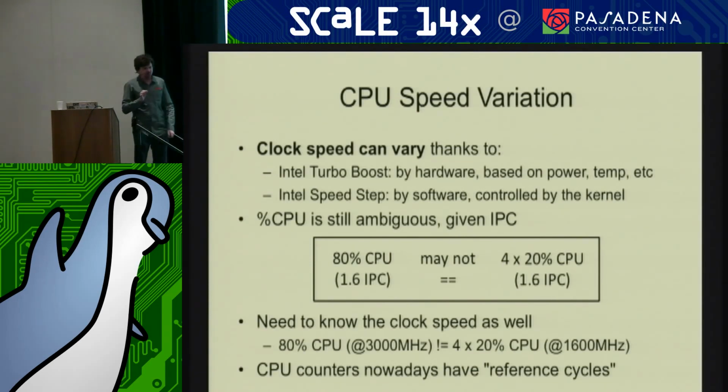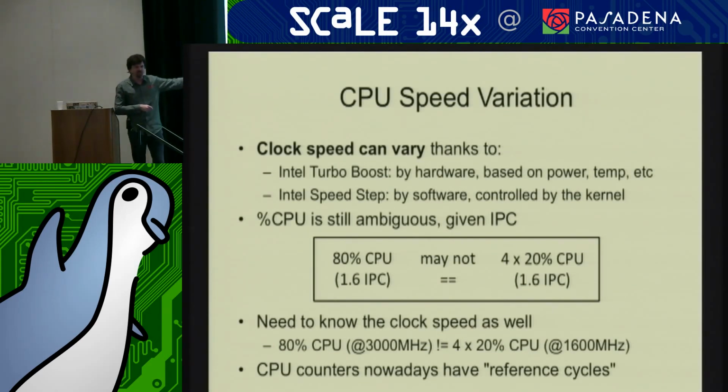SpeedStep really broke my mind in this case. At low load, at 20% CPU, the kernel, SpeedStep being driven by the kernel, decided to run the CPUs at 1600 megahertz, and when I ramped up to high load, the kernel said, you know what, I should just run the CPUs faster. The CPUs are now going at 3000 megahertz, and I'm trying to compare cycles per instruction based on my percent CPU utilization, and I'm comparing apples and oranges. It's not the same thing.